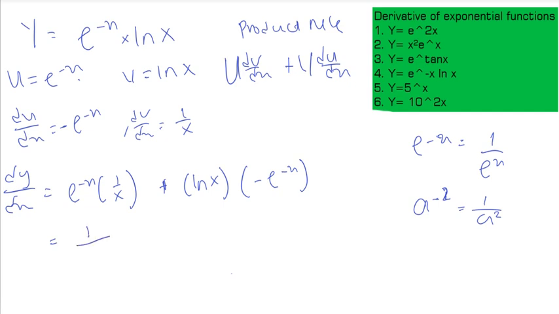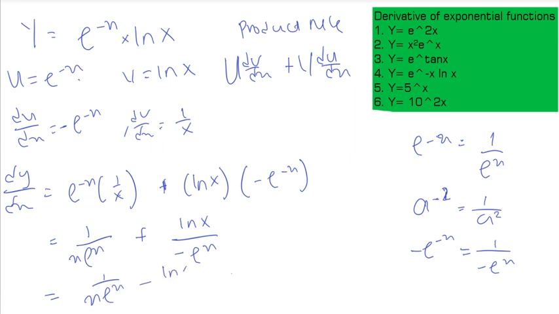So we have 1 over e to the x multiplied by x that we have here, then plus, we're going to have minus e to the power of minus x. That will be 1 over minus e to the power of x. So we'll have ln x over minus e to the power of x. And simplifying this, we're going to have 1 over x e to the power of x minus the natural log of x over e to the power of x. We can still simplify this further by changing into one fraction, but we are good to go with this.